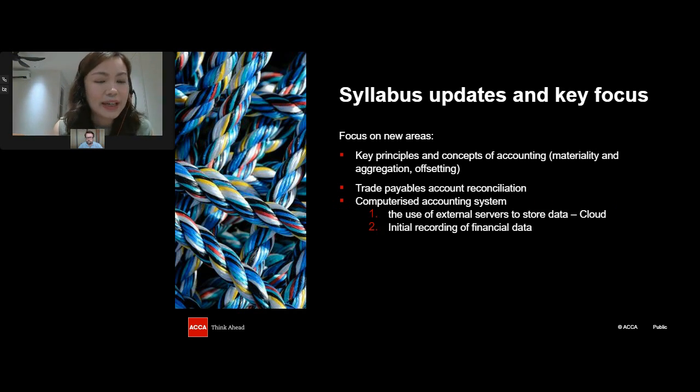All right, so again, let's have a look at the focus on the new areas. And of course, there'll be some new areas being added, especially for FA. Now that includes the key principles and concepts of the accounting, and mainly on the materiality and aggregation, offsetting as well. All right, so this part is definitely part of the concept of the accounting. So we're talking about the accounting principles and concepts. Yeah, that's the one that they've included.